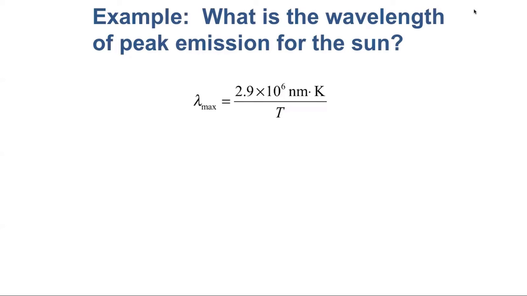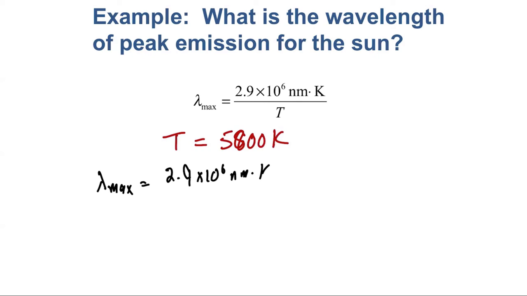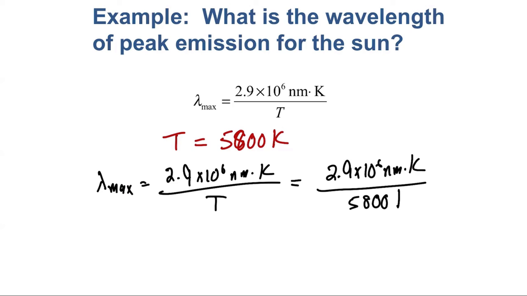Okay, let's do an example. What is the peak wavelength of emission for the sun? Let's say the temperature of the sun is about 5,800 kelvins. We know that the peak wavelength is 2.9 times 10 to the 6 nanometers times kelvins, and I need to divide this by T. Plugging in T, 2.9 times 10 to the 6 nanometers times kelvins, divided by 5,800 kelvins. Kelvins will cancel out.